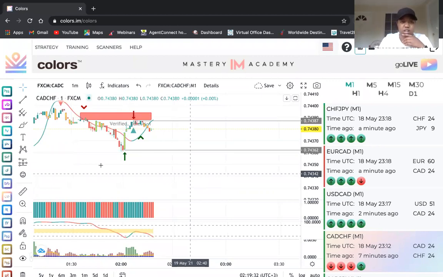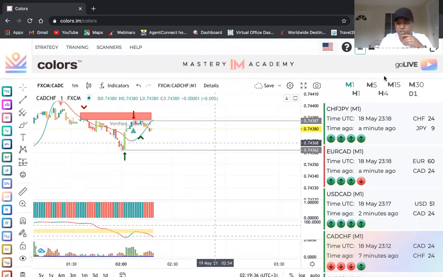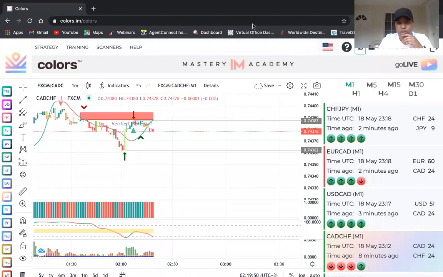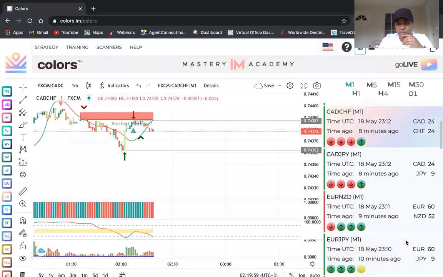So as you can see, why has it gone back to CAD CHF? It was USD CHF we were on. Or was it CAD, guys? All right, let me see. It was USD CHF. So let's find it over here. All right, hold on a second. Let's find it because that one is turning around right now. So let's see which other one.